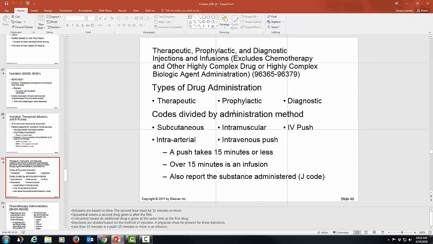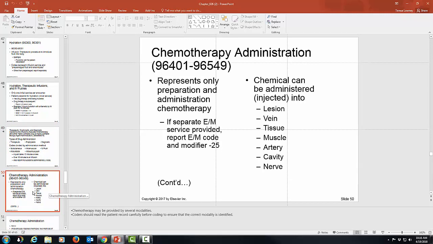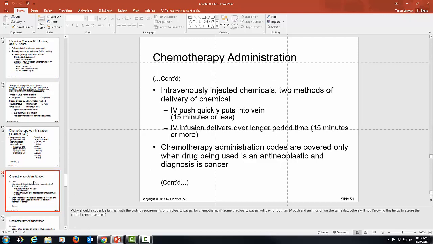Therapeutic, prophylactic, and diagnostic injections and infusions. This includes all of your chemo, and so you need to make sure that you're paying attention to those. Less than 15 minutes is a push, okay? Chemotherapy administration, so there's lots of codes here. The chemical can be injected many places. You need to make sure that you're paying attention to which one. And again, as always, if you have an E&M code, it's going to have a modifier 25 on it.